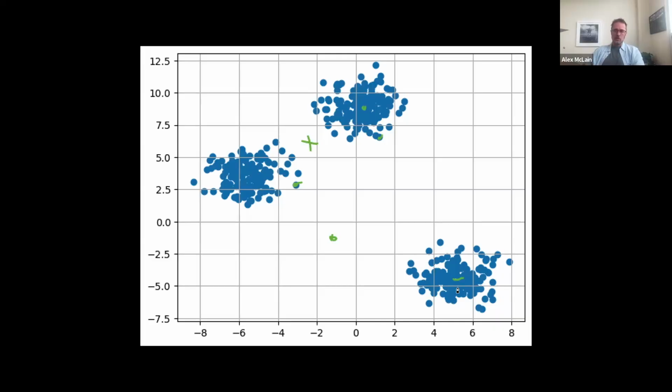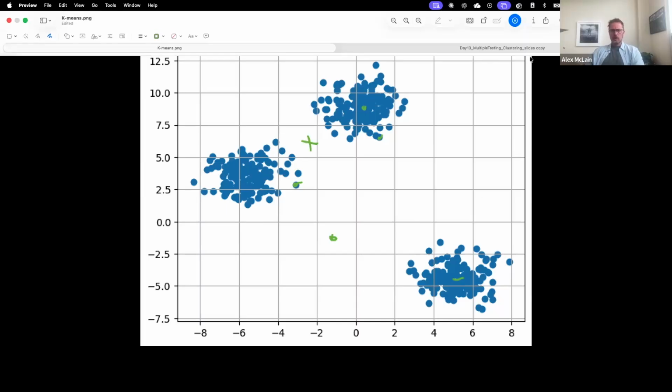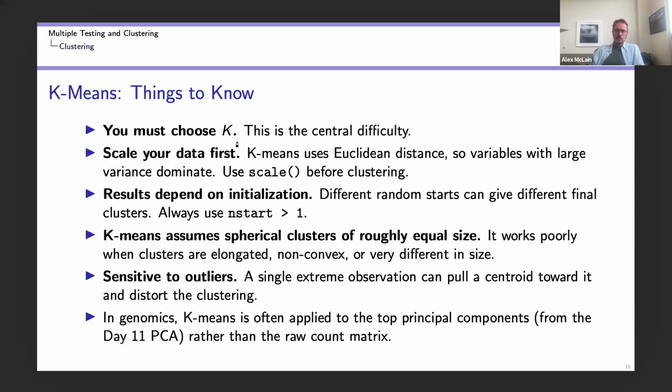Unclear. So it would not work as well with 2. And also if we had 4, then we're having to split one of these clusters into 2. So when we do k-means, we do have to choose k. This is one of the issues. We'll talk about some methods to do that.